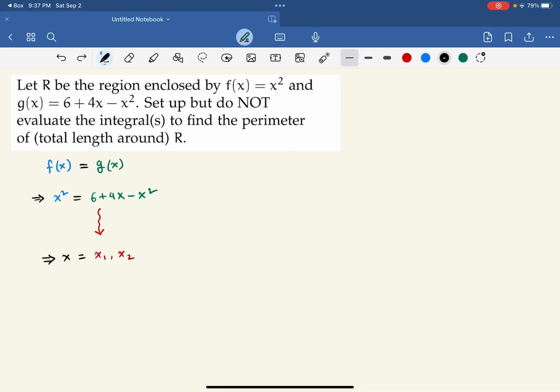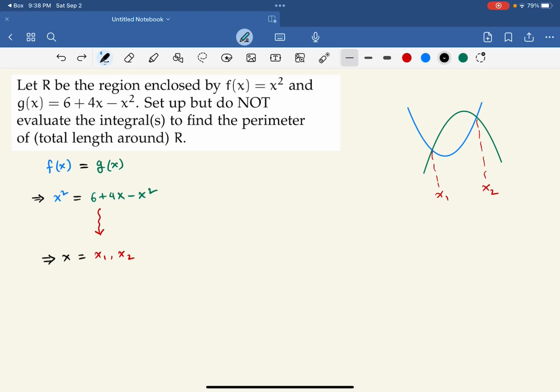Now we can easily imagine that there are two parabolas intersecting at point x1 and x2. We do not need to draw the exact graph of these functions, but we can roughly do it without using any graphing calculator or machine. Let's say these two are our two graphs, and we have two intersecting points x1 and x2.